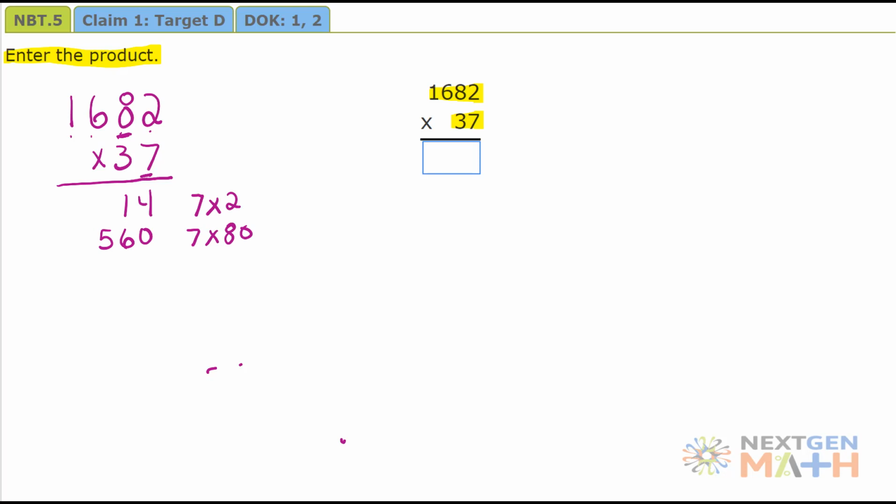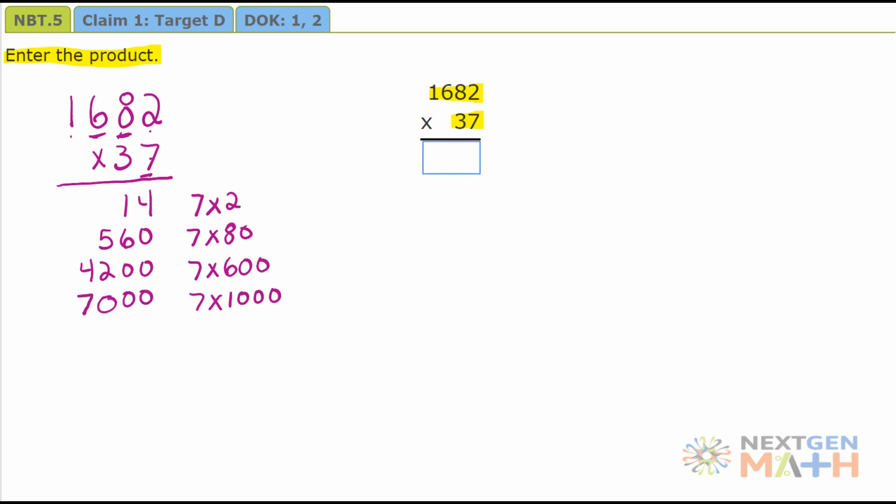And then we're going to multiply 7 times 600. That's a 600. So 7 times 600, that is 4,200. And then we're going to multiply 7 times 1,000. So 7 times 1,000, that's equal to 7,000.